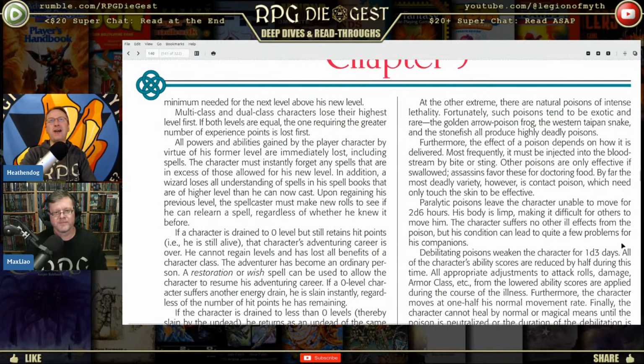Oh, the golden arrow poison frog, the western taipan snake, and the stonefish all produce highly deadly poisons. Yes. If a frog is a neon color and this big, find someone you don't like and tell them to pick it up. You're not going to have to not like him for very much longer, because he'll probably be dead. Because most poison neon frogs are contact poison, and then the person just dies.